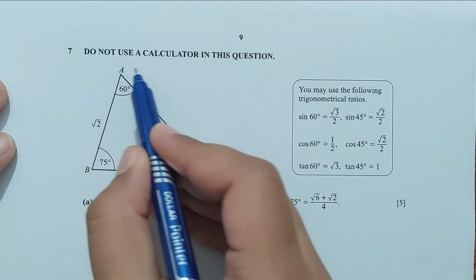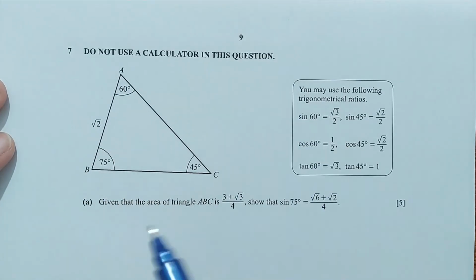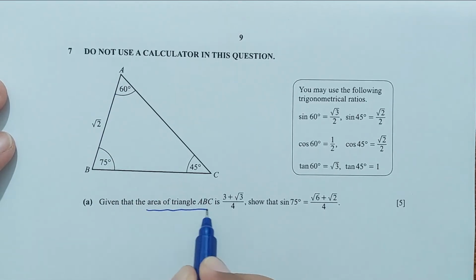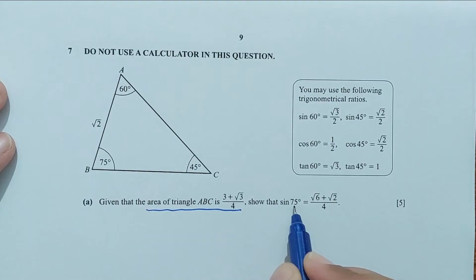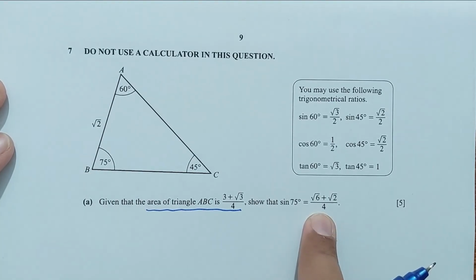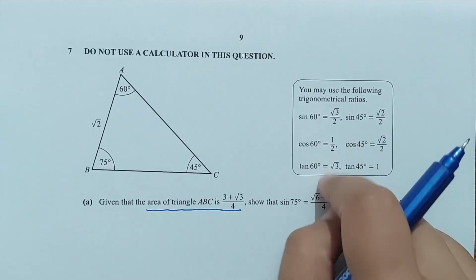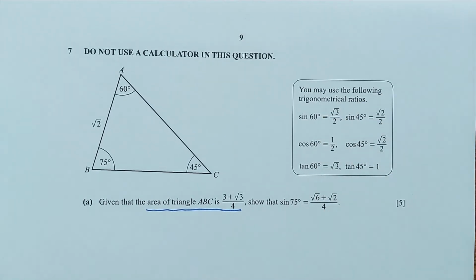Question number 7, do not use a calculator in this question. Part A, given the area of a triangle ABC, show that sine 75 degrees is this much, right? So you may use the following trigonometric ratios. Okay, 60 and 45 we have been given. Okay, so area of a triangle ABC.